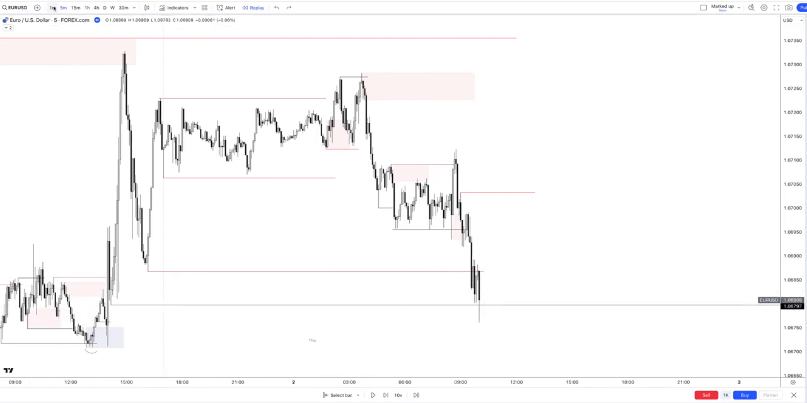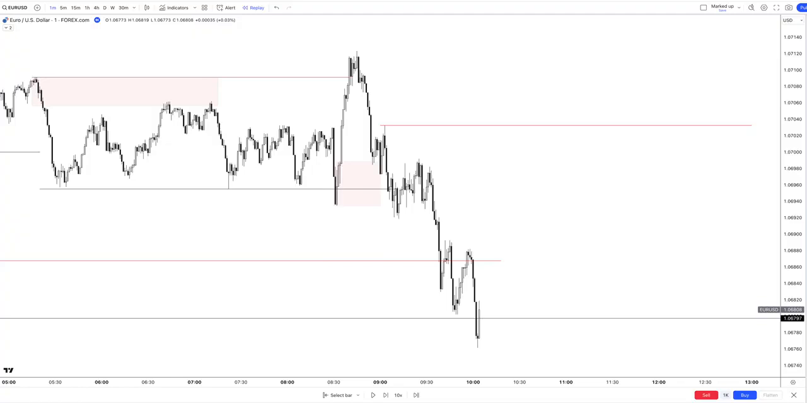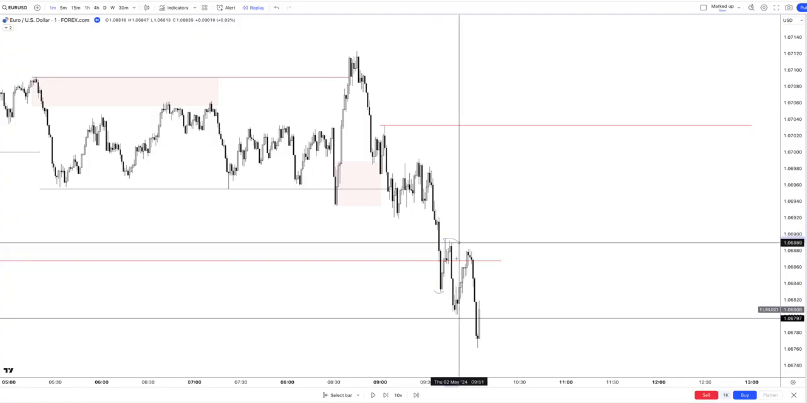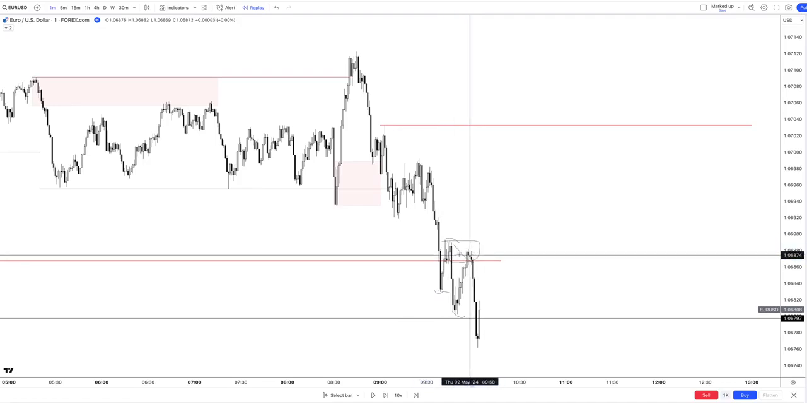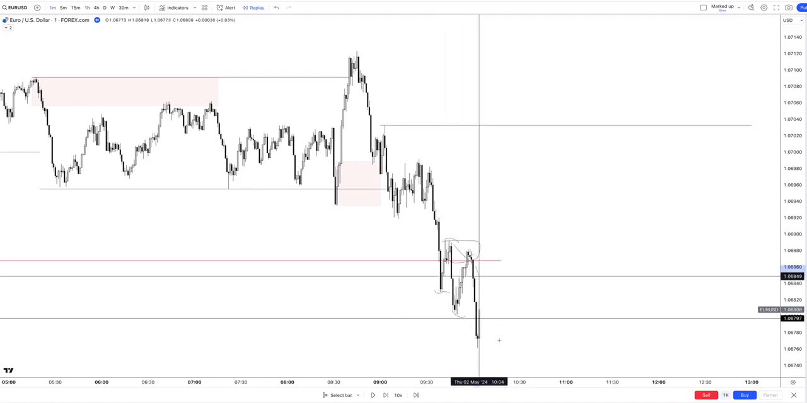Okay, and on the 1-minute, same thing occurs. Look at this. Low, high, low, taking out previous low. This is an area retail is going to be selling from. Okay, it respects it and moves away.